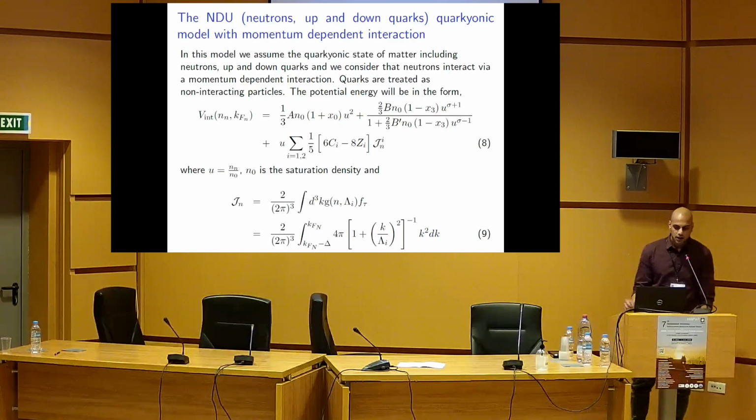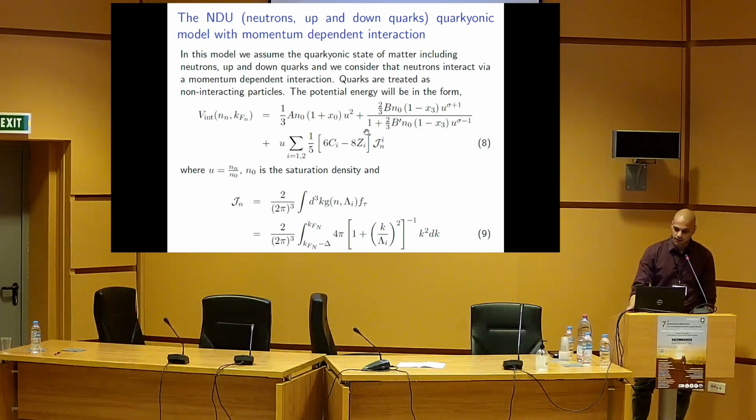Now, our model is the so-called NDU quarkyonic model. It consists only of neutrons, up and down quarks. And neutrons interact via a momentum-dependent interaction. This is the interaction, this is the potential energy. It consists of 3 terms. u is this fraction, and n_0 is the saturation density.